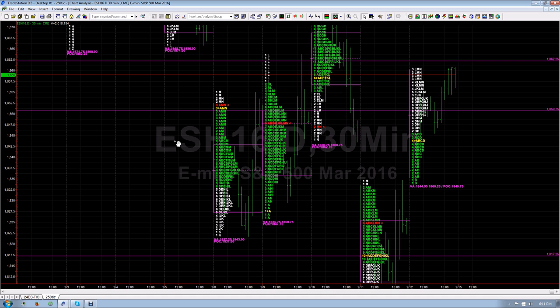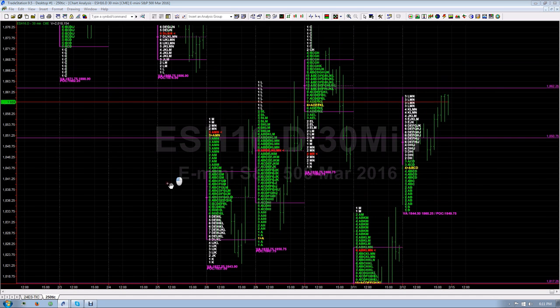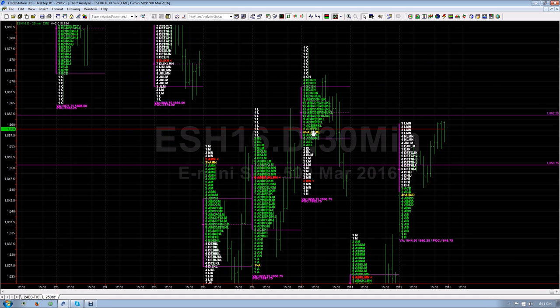And you can see here large traders were able to move the market higher and have a little bit higher of a value area. So what you have here is, toward the end of the day, the market comes back into the prior day's value area, which means in range of the prior day, and in value.